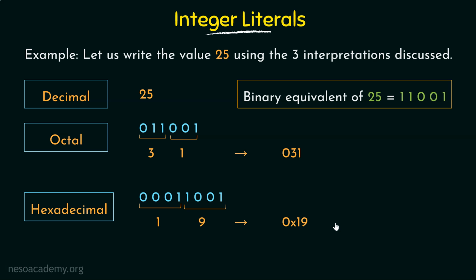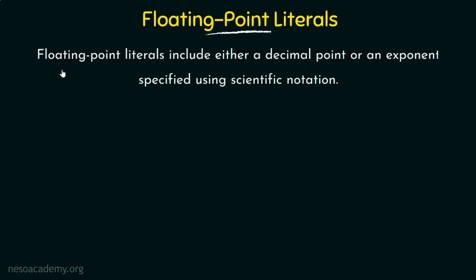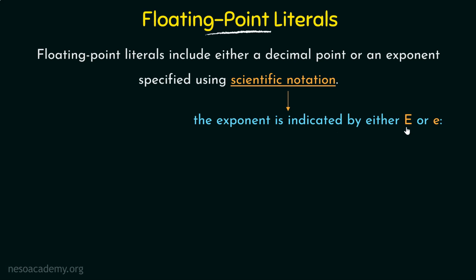Now let's go to the next one, that is floating point literals. Floating point literals include either a decimal point or an exponent specified using scientific notation. So we know that floating point literals will have floating point or decimal values. And then the decimal part or the exponential part can be specified using scientific notation. Now what is the scientific notation that we are talking about here? The exponent is indicated by either uppercase E or lowercase e. So the exponent value will be represented using this uppercase or lowercase e.